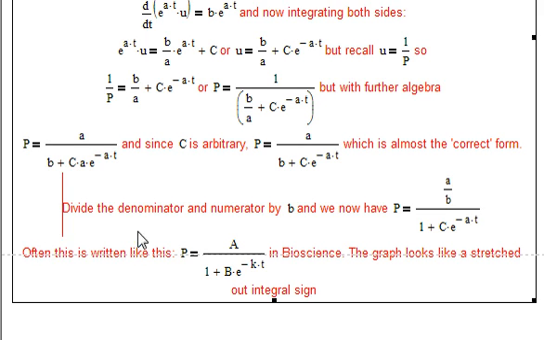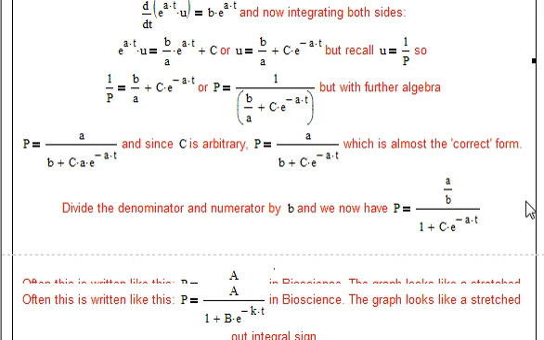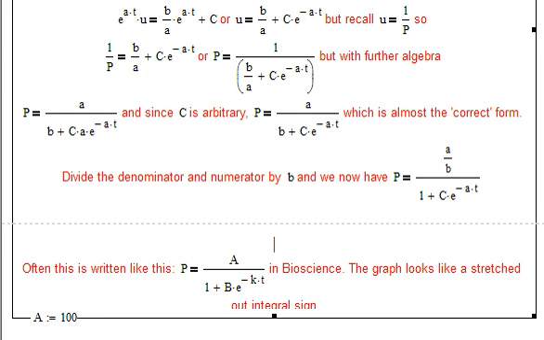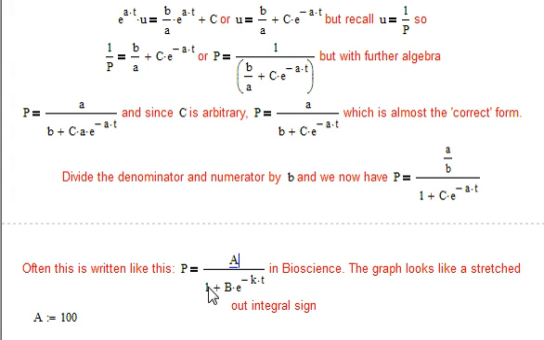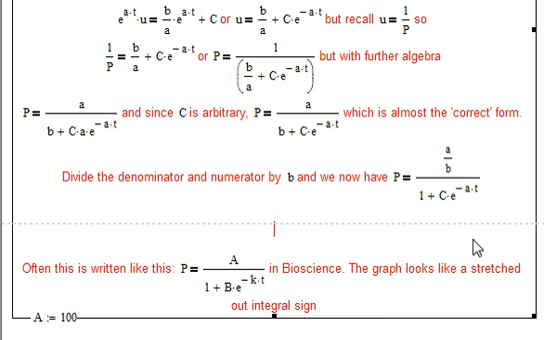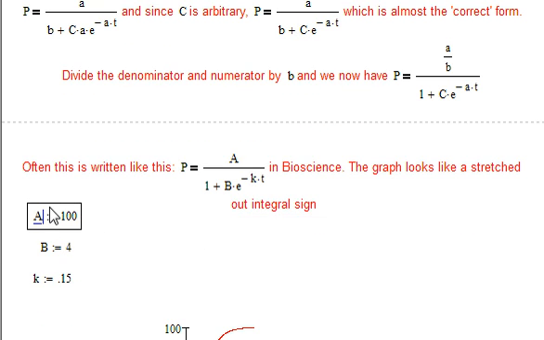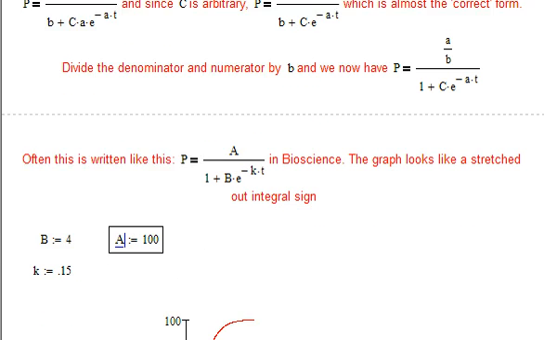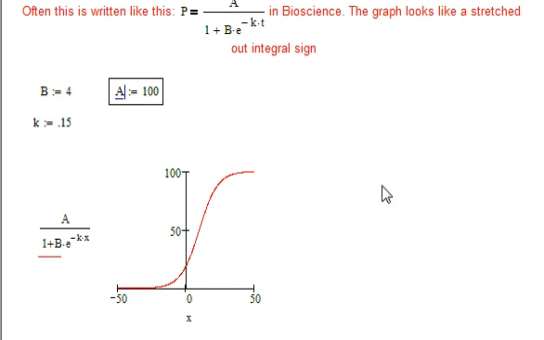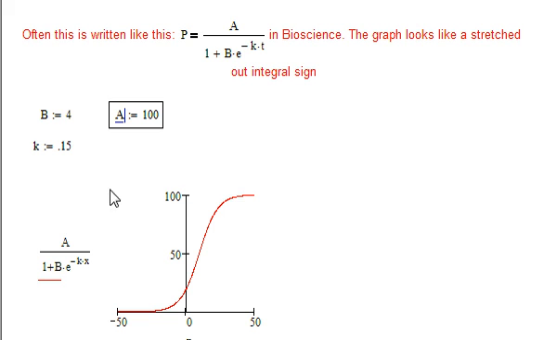Often in your algebra texts where this would occur, or maybe a pre-calculus text, it will actually look like this: P equals some number a divided by 1 plus b times e to the negative kt, and that will show up maybe in your bioscience class. And the graph looks like a big stretched out integral sign, and I have a couple of them drawn here, and we'll draw a couple more. Here's if a is 100, and by the way, it is a horizontal asymptote, and it's sometimes called the limiting factor of the population. In other words, for what this population is, there's never going to be more than 100 of them.